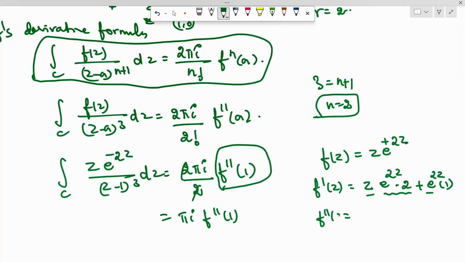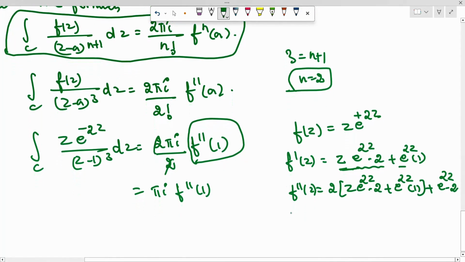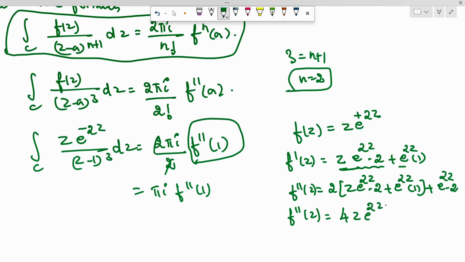Once again differentiate with respect to z. Here 2 is a constant. Again apply UV rule here. z into e power 2z into 2 plus e power 2z into 1 will come. Okay. Last term, this separate term, which is e power 2z into 2, if you differentiate with respect to z. Therefore, f double dash of z is equal to, this 2 is common for both, taking inside, 2 into 2 is 4, 4z into e power 2z plus 2 into e power 2z will come.